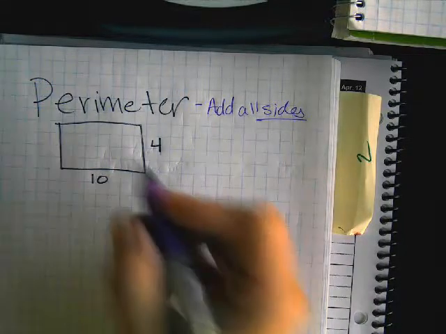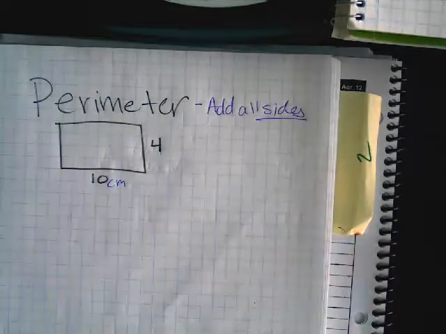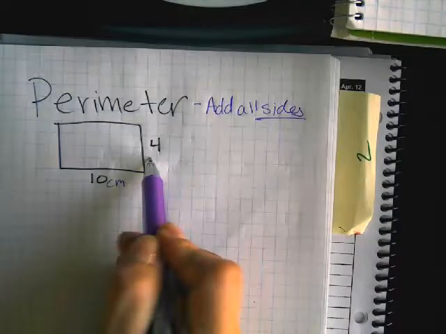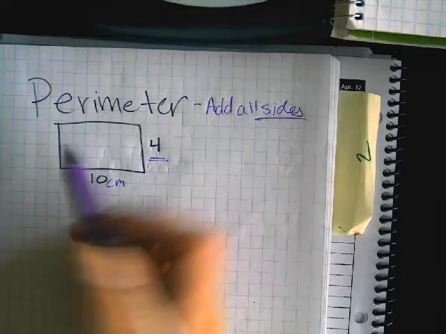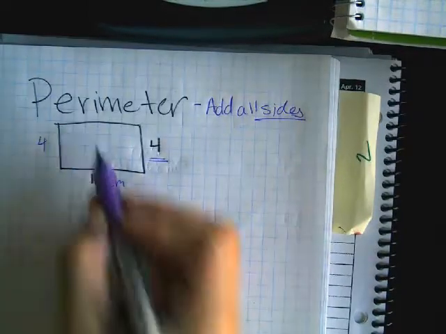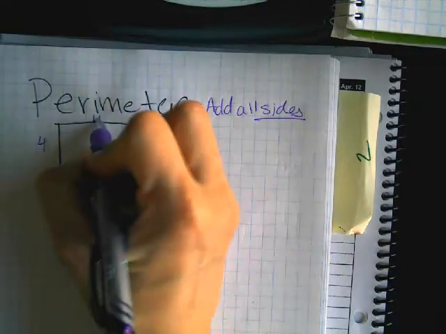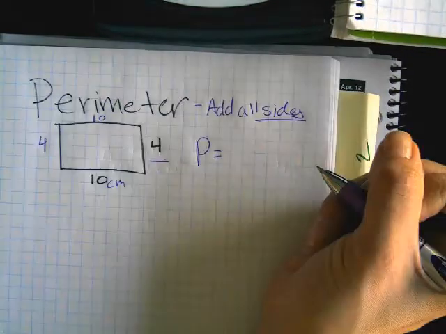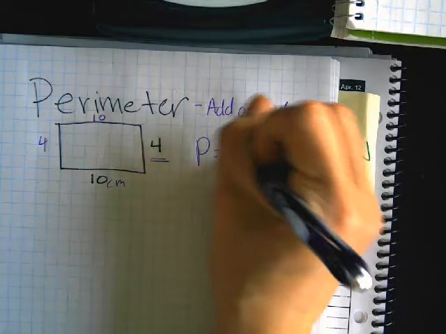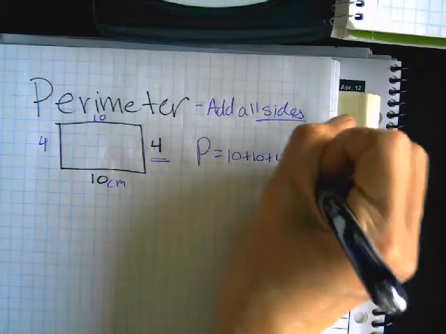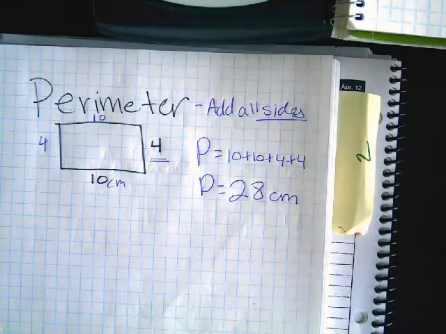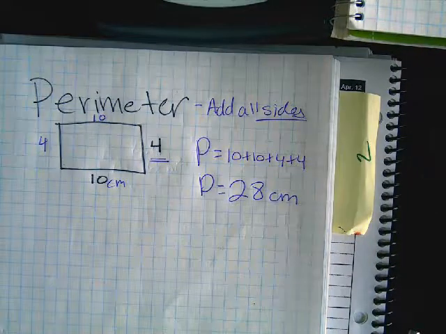But I only give you 2 numbers. I only gave you 10 and 4. Is that all you need? Yeah. Because if this side is 4, what is this side? 4. If this side is 10, what is this side? Alright. So, what's the perimeter? 10 plus 10 plus 4 plus 4. 28 centimeters. Not squared, just plain simple centimeters.